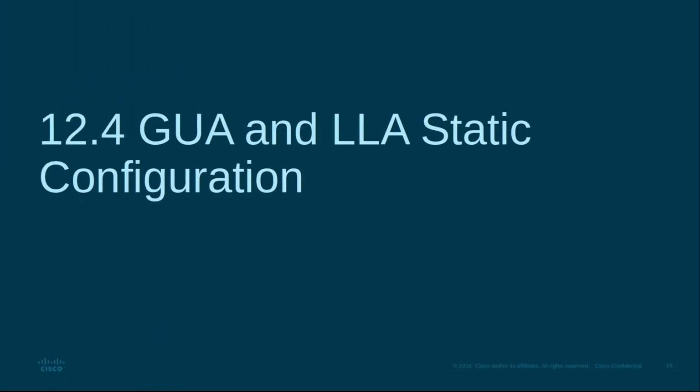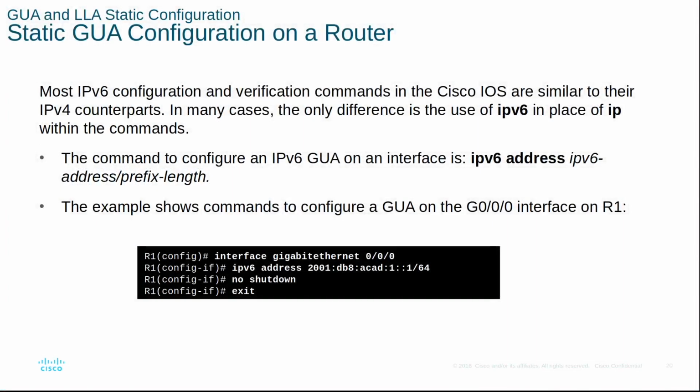Now let's look at our global unicast addresses and link local static address actual configuration. How do you do it? Most IPv6 configuration and verification commands in IOS are just like IPv4. The only difference is, instead of using ip, use ipv6. That's it. So to assign an IPv6 address to an interface, from global configuration mode, we specify the interface we want to configure and go into interface configuration mode.